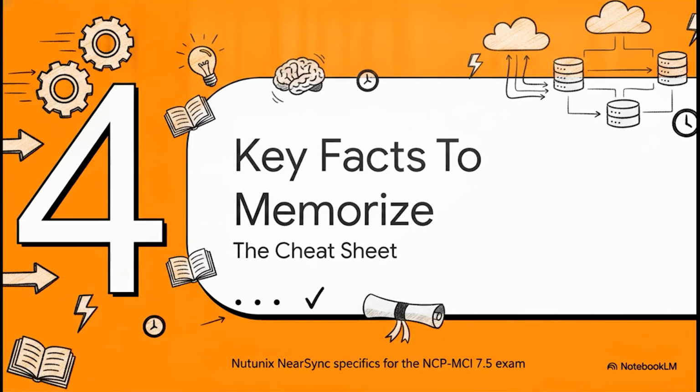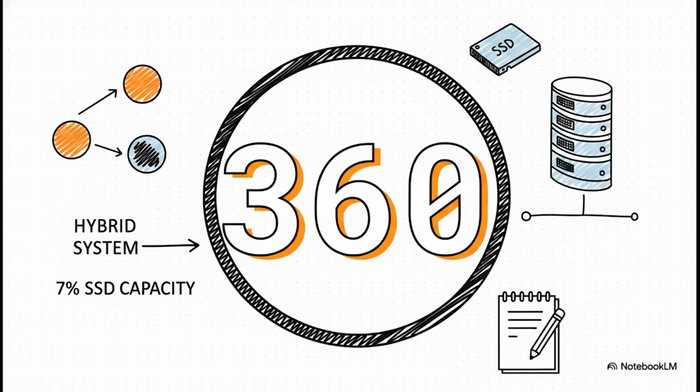Which brings us to Section 4, Key Facts to Memorize, the cheat sheet. Let's lock in the non-negotiable facts you need to pass this specific section of the exam. You absolutely must memorize this capacity limit. When the system automatically provisions the LWS store on your SSD tier, the absolute maximum allocation for each node is strictly 360 gigabytes. Or if you happen to be running a hybrid system, it's 7% of the SSD capacity on that specific node. So mentally highlight that number right now, 360 gigabytes.